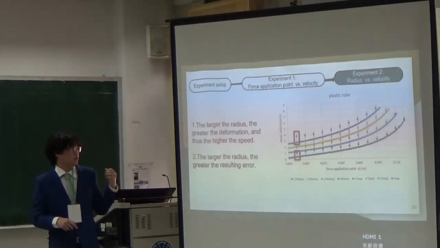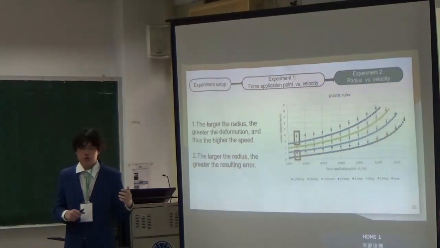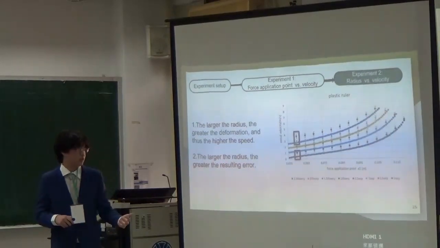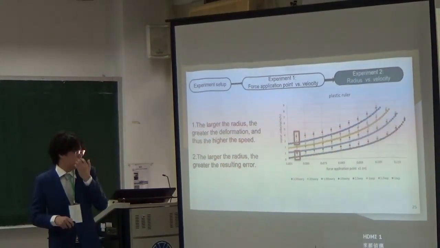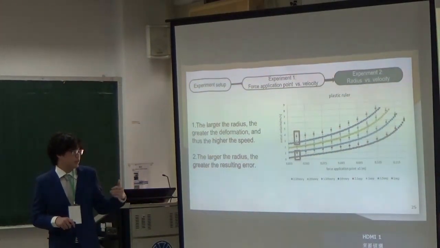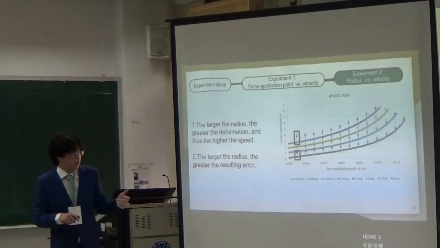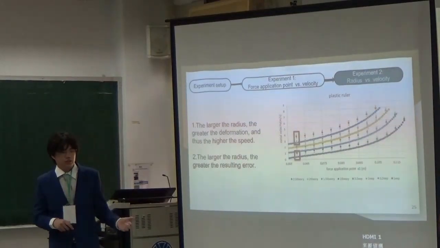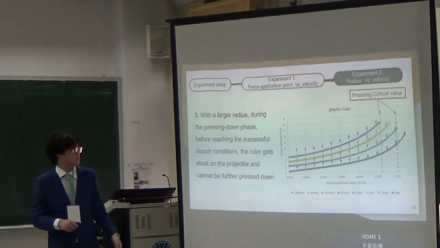As you can see, the larger radius can contribute to a greater deformation, and greater deformation can contribute to a greater velocity. And with a larger radius, you can find that there will be a greater error. And I will also discuss this error later.